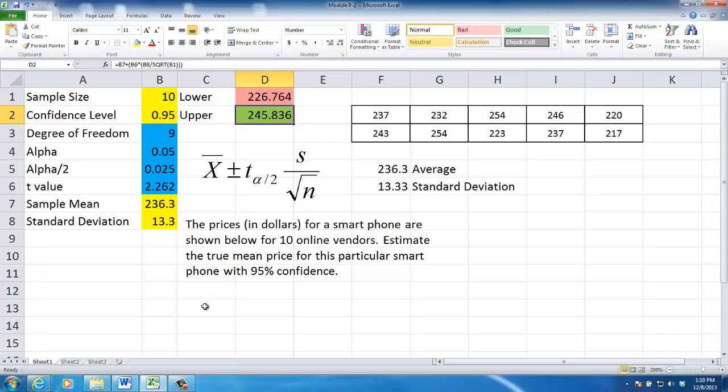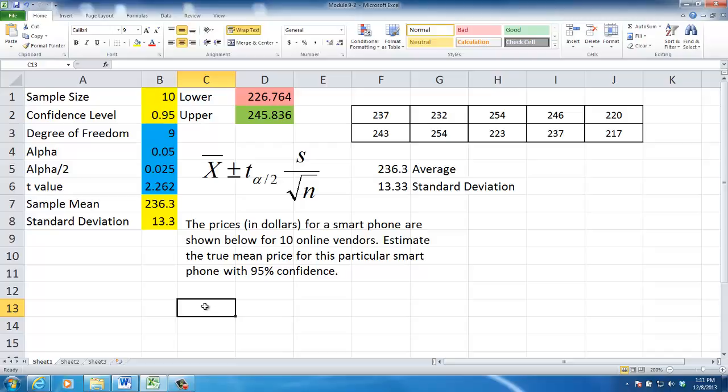So that means a smartphone price online will be between $226.76 and $245.83 within 95% confidence. There can be a 5% chance that it is more than 245 or less than 226.